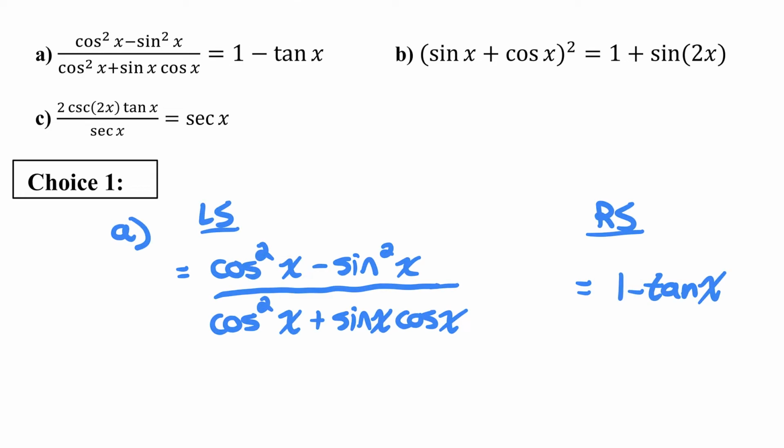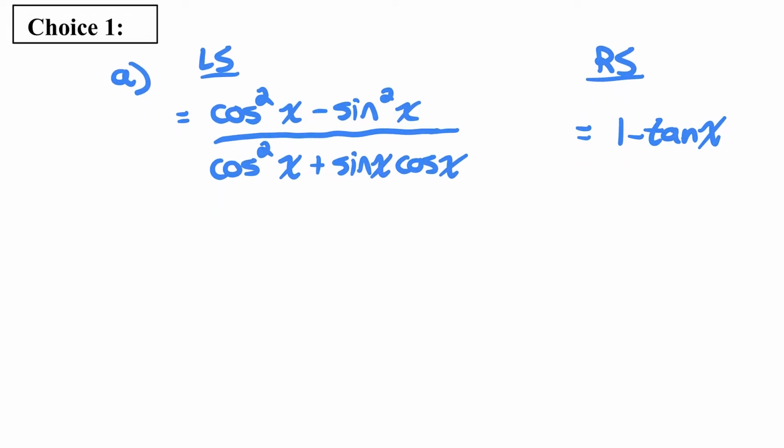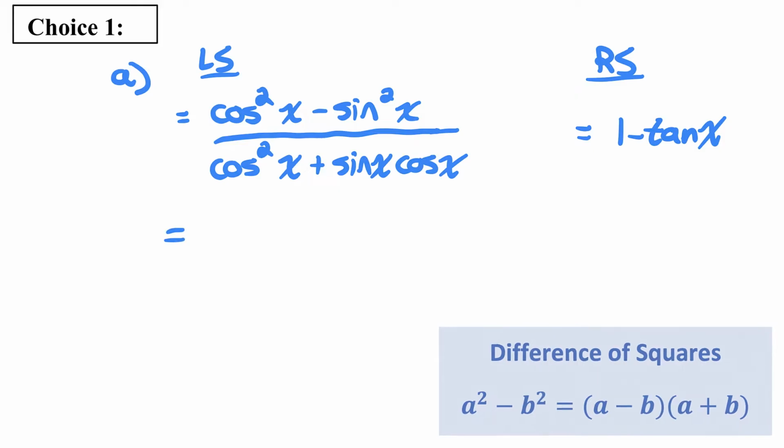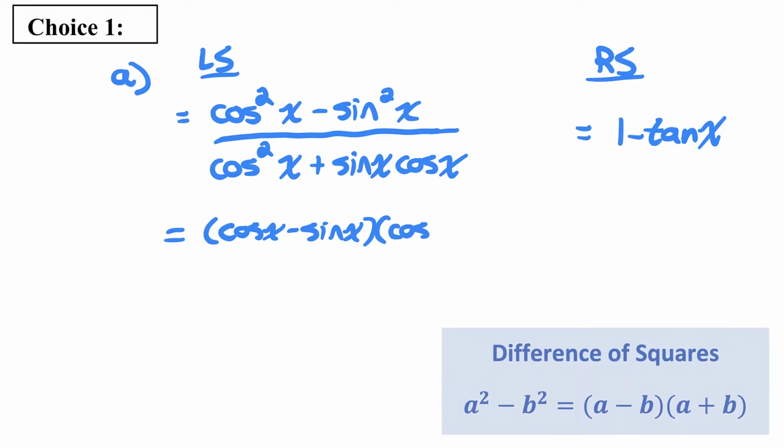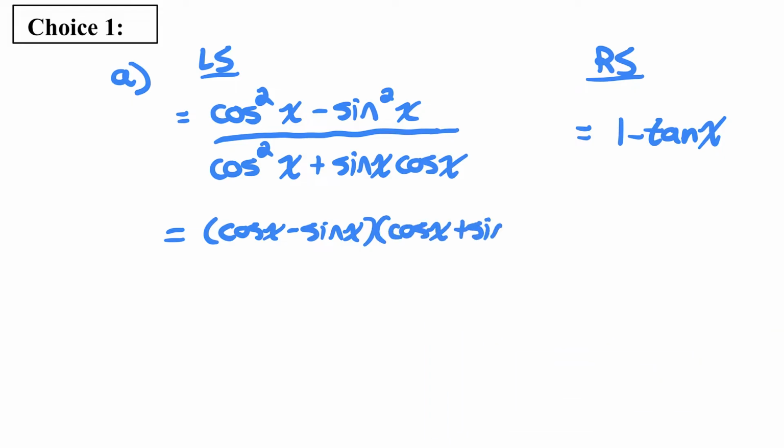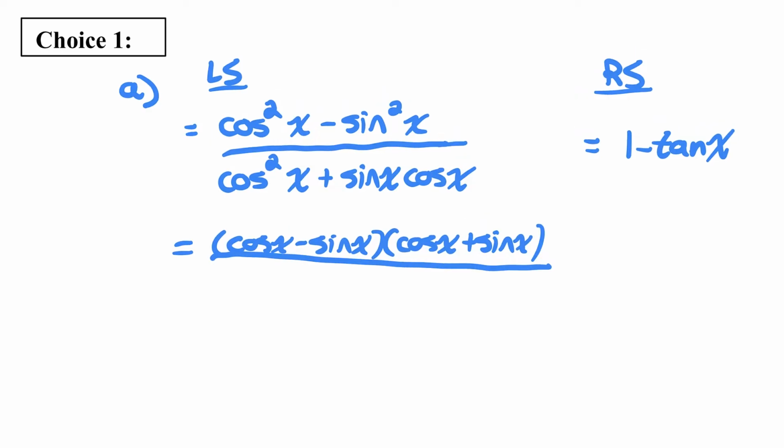The first thing I'm going to do with this one, on the left side, I am going to factor the numerator and the denominator. The numerator is a difference of squares, so it factors to cos x minus sine x times cos x plus sine x. And in the denominator, I notice the first term and the second term both have a factor of cos x that I could common factor out. So I will divide out a cos x from the first and second term.